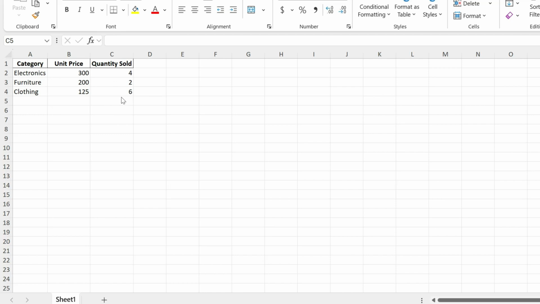We need to create sales. For creating sales, we choose a sales column, and we need to multiply unit price by quantity sold. For electronics, it is B2 multiply C2. Now you see unit price is 300 and quantity sold is 4, and their sales amount is 1,200 dollars. And for the others, same.